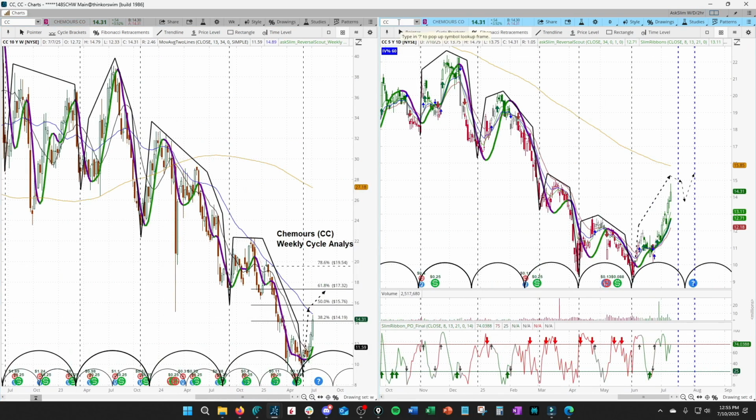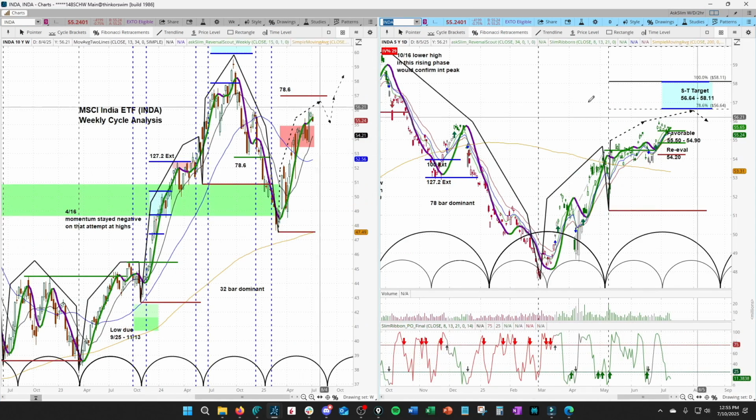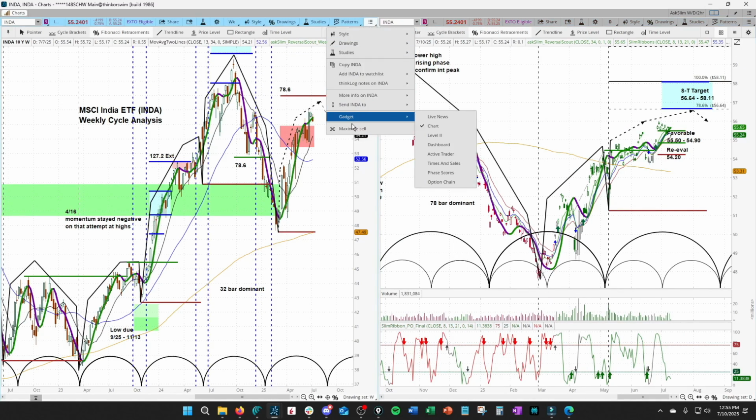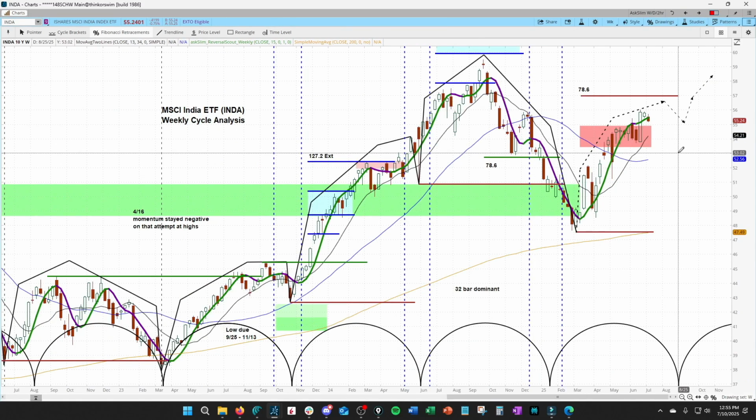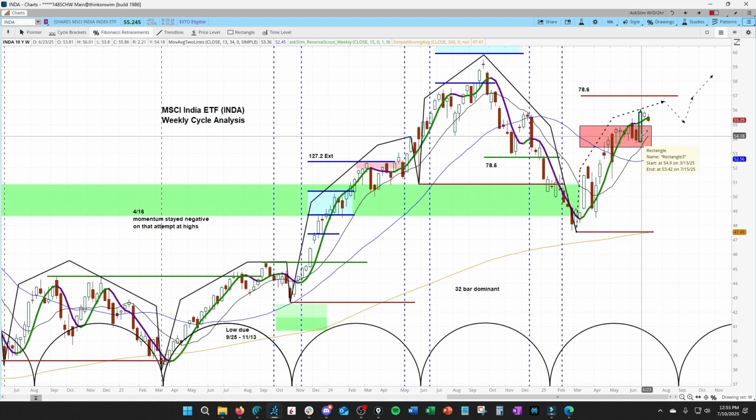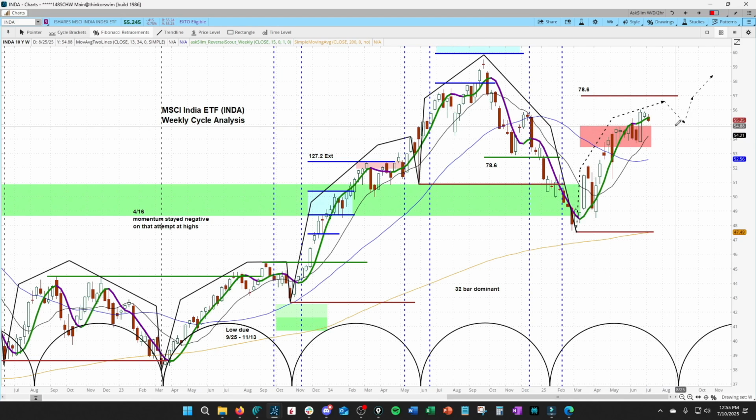Jump over to the next one. We'll look at INDA. INDA has not been doing anything of late, which is okay. It's going to happen. There's a low that is due right around the later part of August. Right now, this is still looking like a flag, but if it gets too far into this bar, meaning it starts to look back towards the lower end, down in the low 54s, that would likely indicate that you are seeing a high forming at this point on the intermediate term cycle.